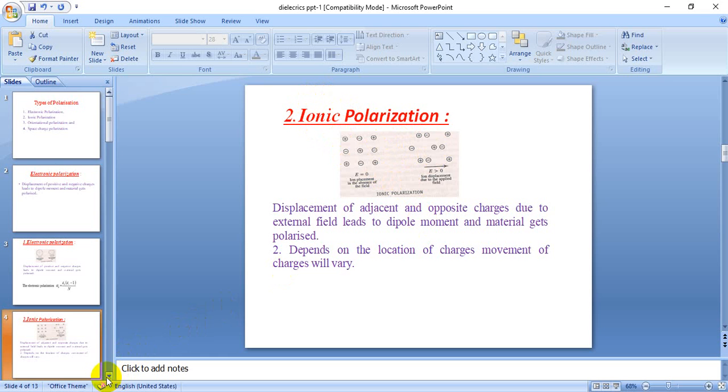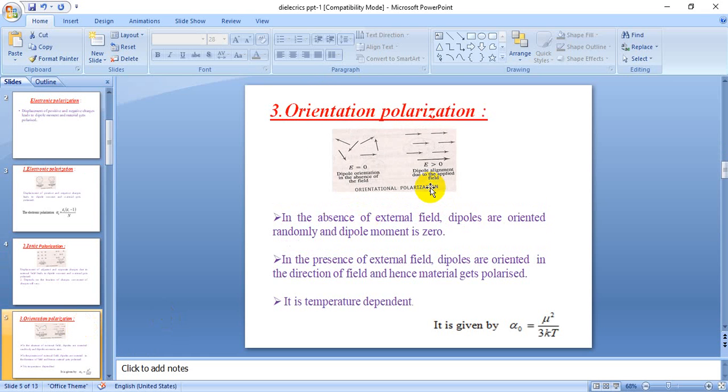When we come to orientation polarization, the word itself gives you the information: the dipoles act here like arrow marks. In the absence of the electric field, all the dipoles are directed and oriented in different directions. But after applying the external field, look at the arrow mark there: in whichever direction the electric field is applied, all the dipoles are oriented in the same direction. This is called orientation polarization.